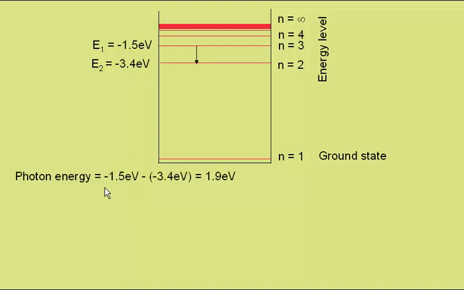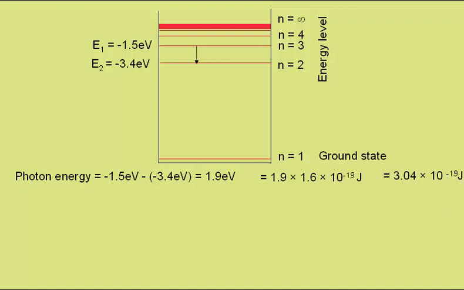So the photon energy is going to be the difference between the amount of energy it has here and the amount of energy it has here, which is -1.5 electron volts minus -3.4 electron volts, which gives the photon an energy of 1.9 electron volts. To get from electron volts to joules, as we must do, we multiply electron volts by the charge on the electron, 1.6 times 10 to the minus 19, and that gives us an energy of the photon of 3.04 times 10 to the minus 19 joules.